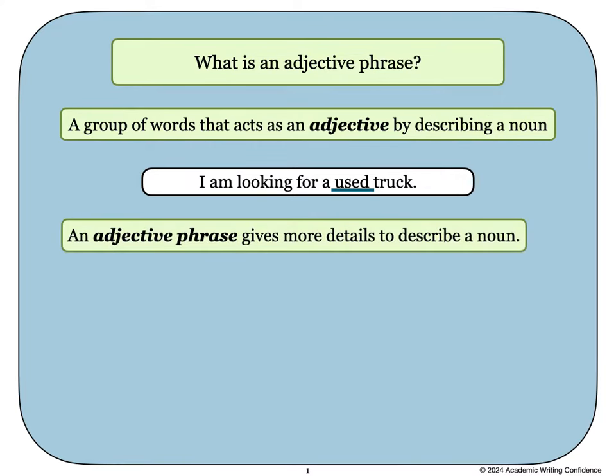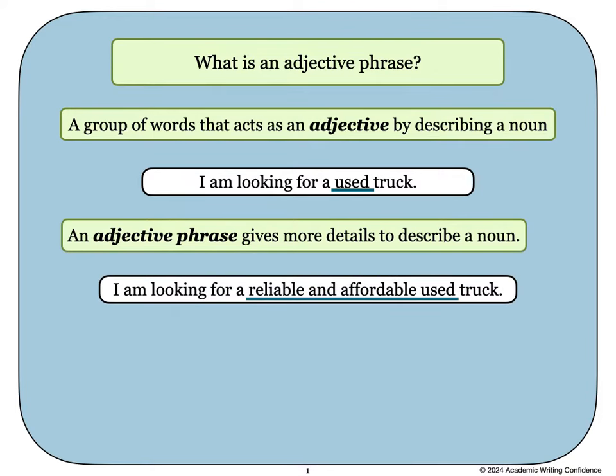If we rewrite the sentence using an adjective phrase, it will give more details to describe the noun. I am looking for a reliable and affordable used truck. We now have more information of what kind of used truck that we're looking for.